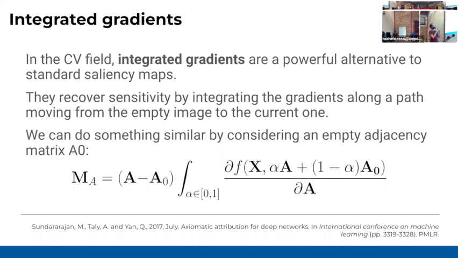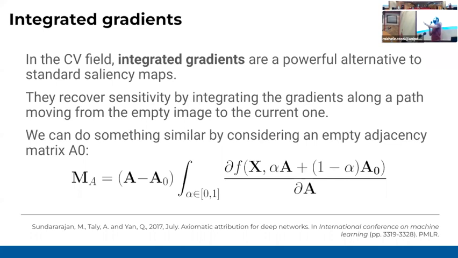So how do we read that? Imagine that this is the empty image, and this is a coefficient that goes from 0 to 1. So this is the path that goes from the empty image here to the actual image. For alpha equal to 1, you are only looking at the original image, and for alpha equal to 0, you're only looking at the black image.